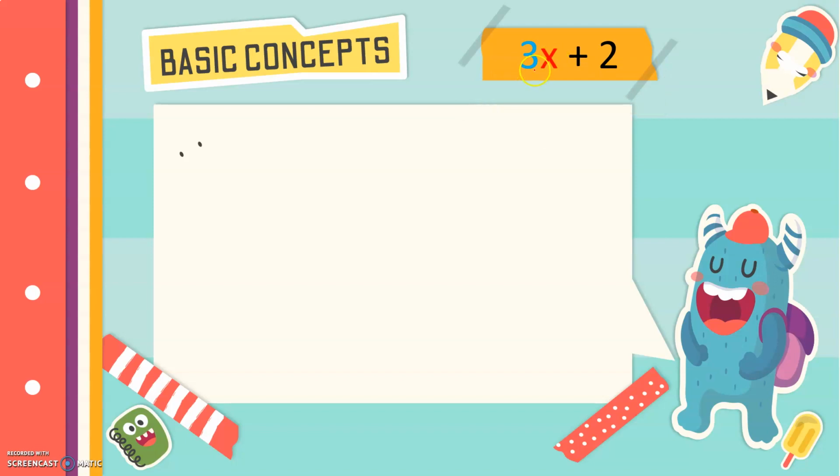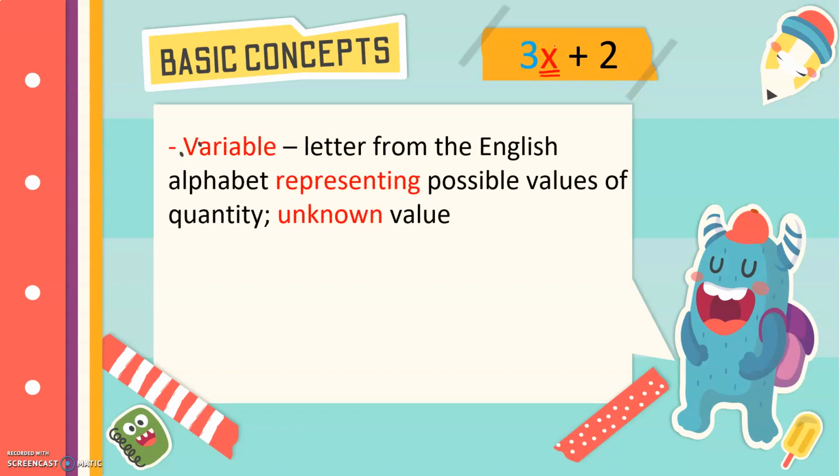Let's take a look at this expression, 3x + 2. In algebra, this letter x here is what we call a variable. It is a letter from the English alphabet representing possible values of a quantity. These are unknown values. Since the value is not yet known, we cannot use a number to represent it. Therefore, we just use x as a symbol to represent that unknown value. Again, this letter x here is what we call a variable.